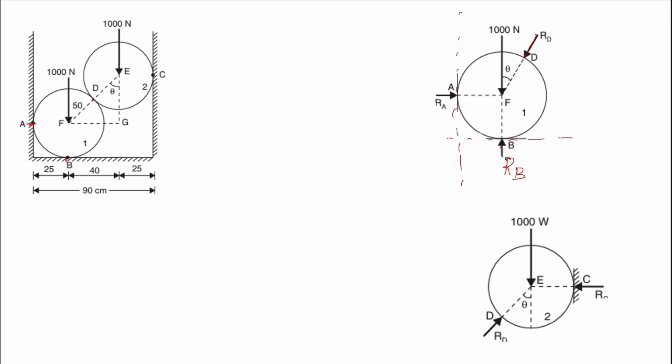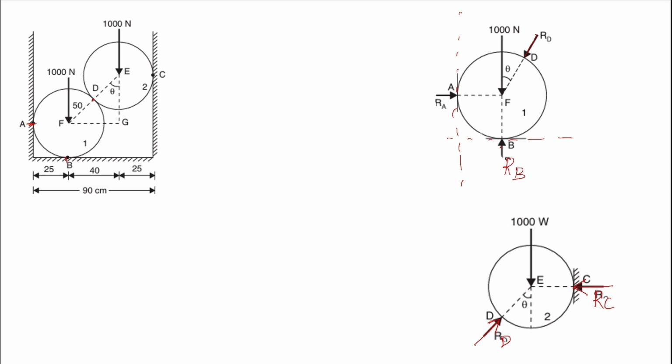Again, we are considering the second sphere. In the second sphere also, it is touching the vertical plane and the sphere. So there will be two reactions, that is RC and the reaction from the first sphere. That is marked here, it is RD. The reaction coming from the first sphere is marked in this direction, and it is RD, and the reaction from the support, the vertical plane, is RC.